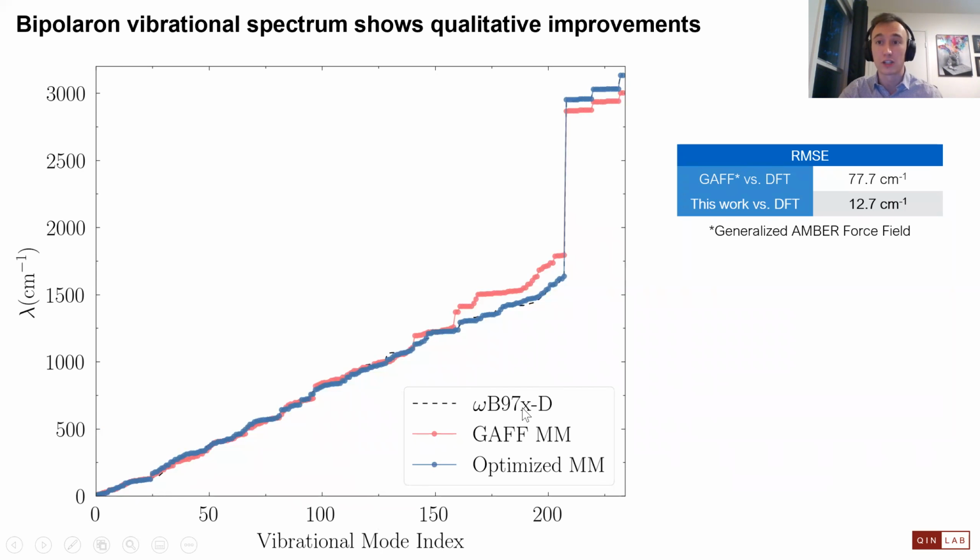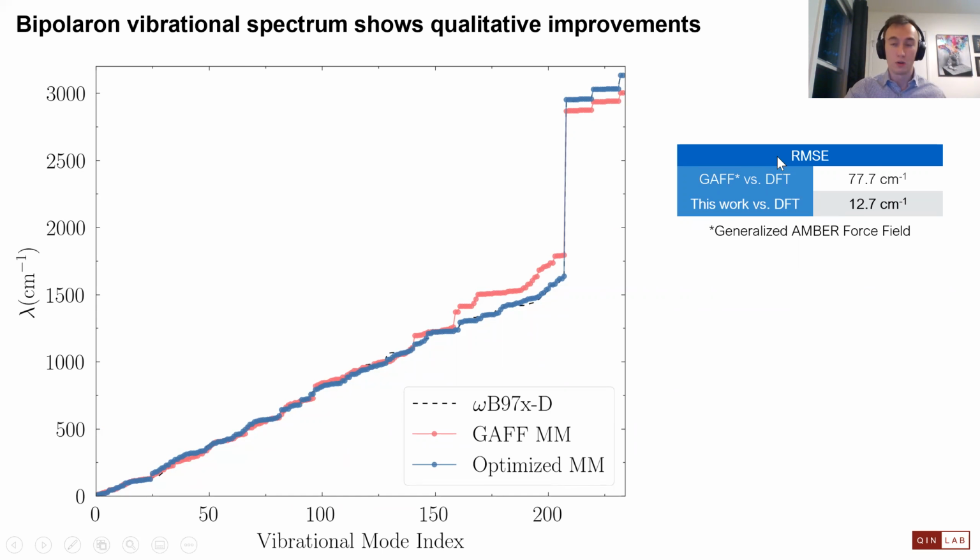So in the black dashed line is our training data, the omega B97XD calculation for this molecule. This is for the bipolaron. In red, we have the initial guess of the GAFF parameters. And in the blue, we have our optimized MM parameters. We can see that looking at the overall root mean square error of each trace relative to DFT, that optimization yields significant improvement in the overall error in the force field.